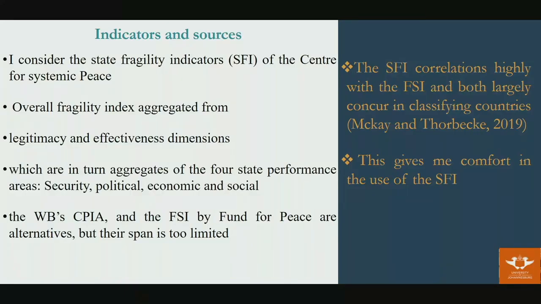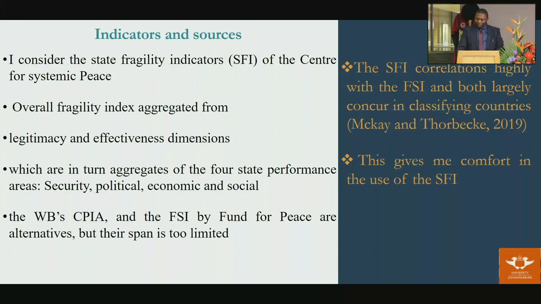Now, the indicators that I have used to do this analysis, there are a number of data sets that one could use. There are, in general, three. There's the World Bank's Country Policy and Institutional Assessment, which is quite encompassing, and there's also the Failed State Index. But the challenge with them is that their span is so limited that you cannot use them to do long-term analysis. So I prefer to use the State Fragility Index of the Center for Systemic Peace, which I've used in this work.